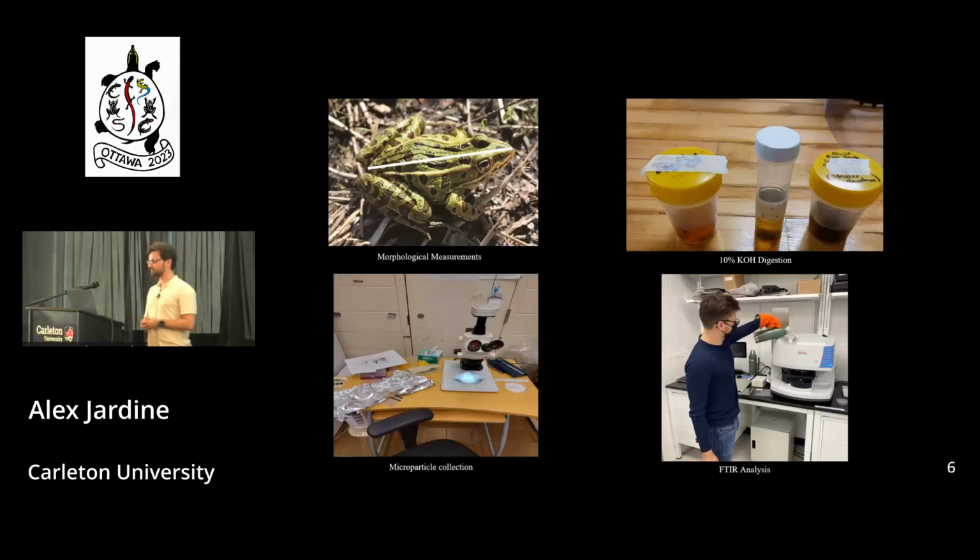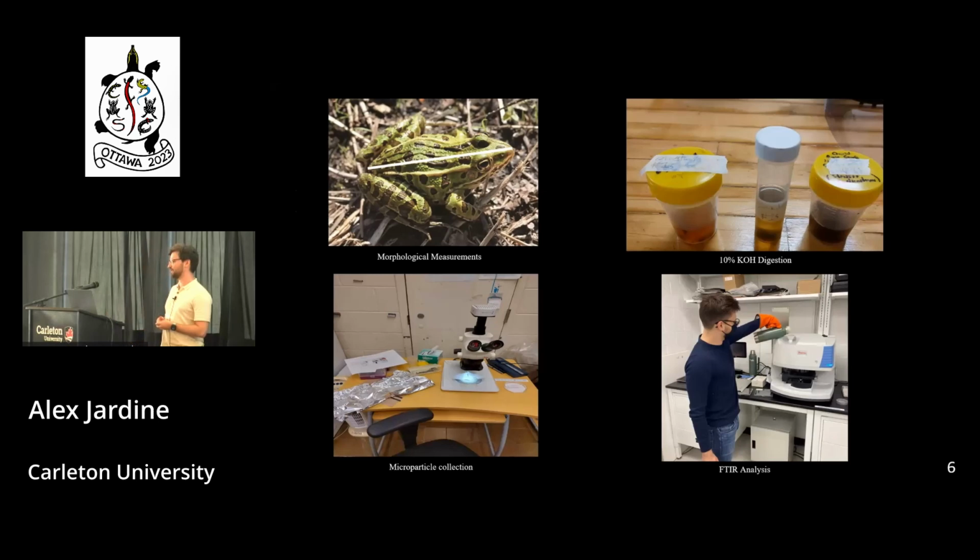So first, the morphological measurements were taken, both the external and internal measurements of the gastrointestinal tract, the weight and length as well. And the GI tracts were then removed and digested in a 10% potassium hydroxide solution, which removes a lot of the organic material and leaves behind the inorganic stuff like plastics.